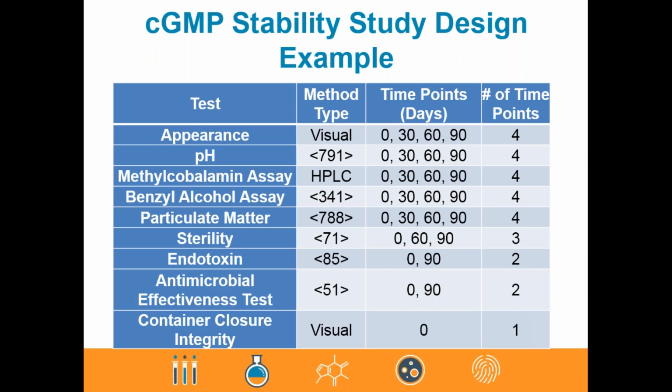Notice sterility, they skipped the day 30 time point. Endotoxin at beginning and end. It's important to have that endotoxin test at the end to make sure that nothing grew and died and wasn't caught by your sterility testing. The preservative effectiveness test, they conducted at the beginning and end to demonstrate that the preservative was effective throughout, while at the same time quantitating the benzyl alcohol throughout to demonstrate that its concentration wasn't changing, and then a container closure integrity test also.